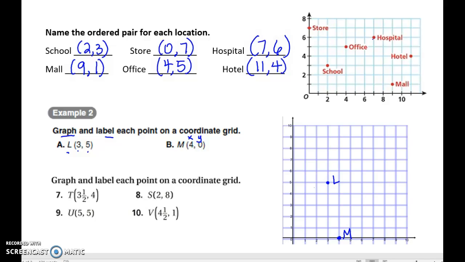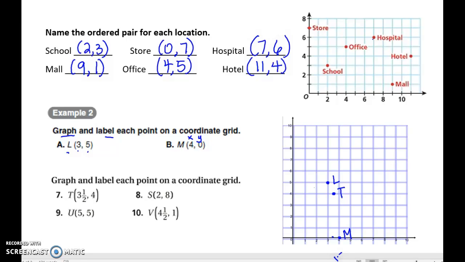X is 3.5, then Y is 4. So I'm going to go across 3, and then since it's a half, I'm going to go halfway between this 3 and the 4, which is right here. Oh, I just got rid of my dot. What was my other one? 4. Okay, so my 3.5 is here. Ignore that. And then I'm going to come up to 4. So this is where I want my T at. Okay, so sometimes they're in the middle between two lines if it's a half.